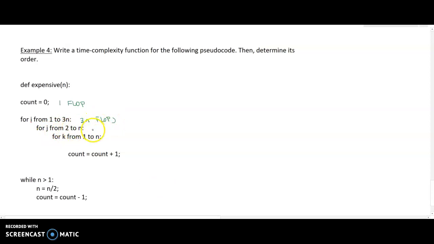This one is going to run from 2 to n. So we don't start at 1, we start at 2, and that's going to be n minus 1 iterations. For example, if n was 3, it would not run 3 times, but once for 2 and then once for 3. That would be 2 iterations, even though the index was 3. For k from 1 to n, that's going to be n iterations. And these n iterations are going to be run n minus 1 times, which are going to be run 3n times. So this combined is going to require 3n times n minus 1 times n total iterations.